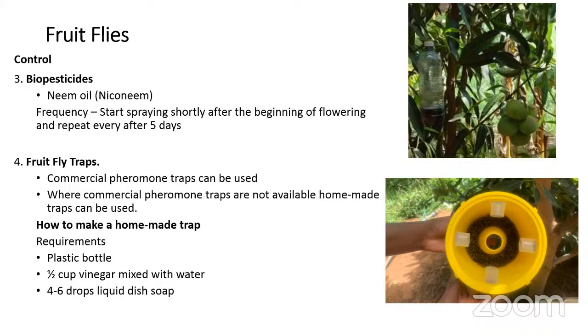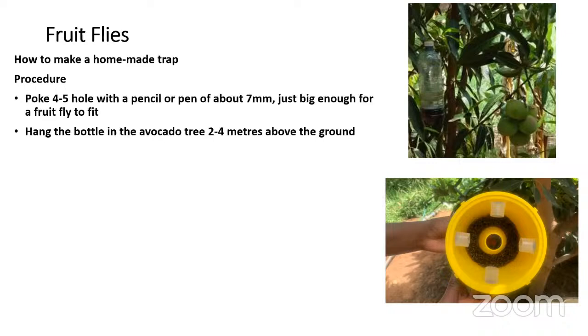homemade trap. And the requirements are: one, a plastic bottle, probably for mineral water. Then half a cup of vinegar, which is mixed with water in the proportion of 1:1, or 50%. Then you also need to add about 4 to 6 drops of liquid dish soap. This one is important in the sense that as the fruit flies enter your bottle and come in contact with this liquid soap in vinegar, it will make the wings heavy and they drown in the mixture.